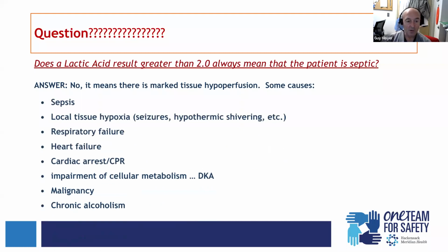Sepsis, local tissue hypoxia, if a patient is actively having seizures, if they're hypothermic and they're shivering, if they're in respiratory failure, if they have heart failure, status post-cardiac arrest, where there was some CPR going on, some heavy duty manipulation to the muscle and the tissues from the compressions. If there's any type of impairment of cellular metabolism, such as a patient in diabetic ketoacidosis, if they have any type of malignancy or cancer, and also patients with chronic alcoholism can also have an elevated lactic acid. So just because the lactic acid is greater than 2, it doesn't always mean the patient is septic. There may be something else that's causing that elevated lactic acid.